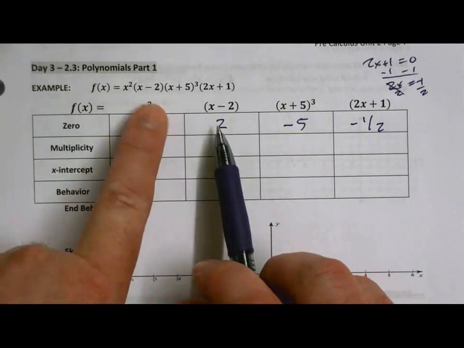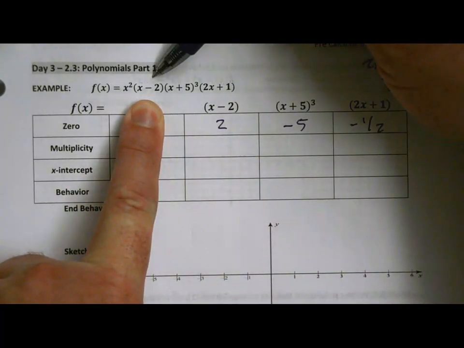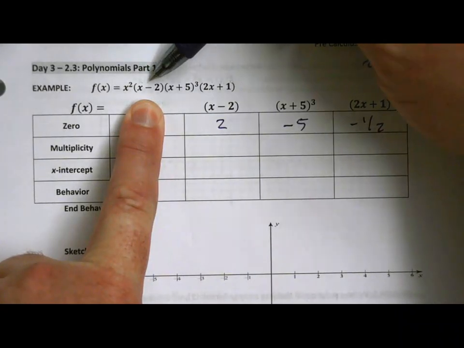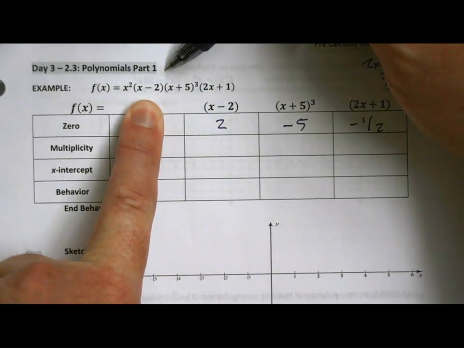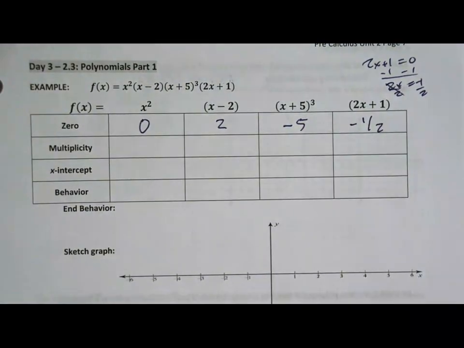If I plug 2 into this function for x, what's this going to turn into? This factor here is going to be what? It's going to be a 0, and it's going to multiply by a whole bunch of other numbers, and the answer is going to be 0. So these are x values that will make the entire function equal to 0. That's why they're called zeros.